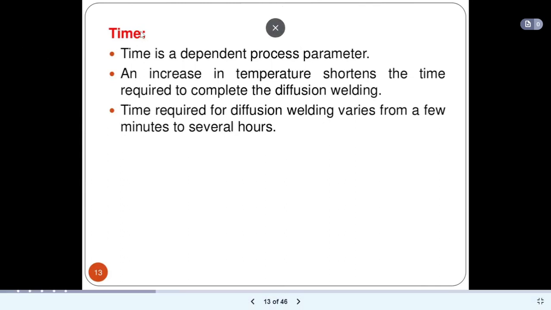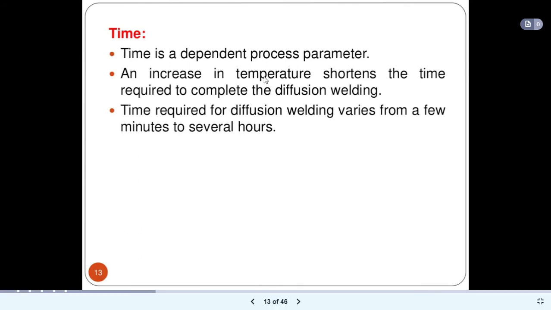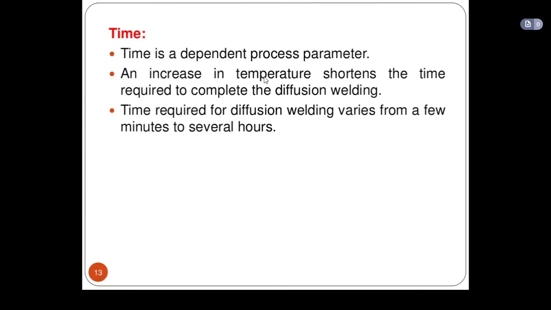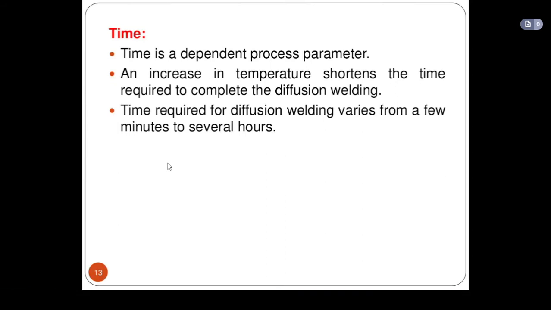Next one is the time. The time is a dependent process parameter, and an increase in the temperature shortens the time. As we increase the temperature of the base material, the time required for the welding cycle goes on reducing, and if we reduce the temperature, then the time required for the welding cycle will be increased. So this time is in a range of a few minutes to several hours also, so it depends on the temperature and the pressure that we are applying. So time is also a main factor which affects the welding process.